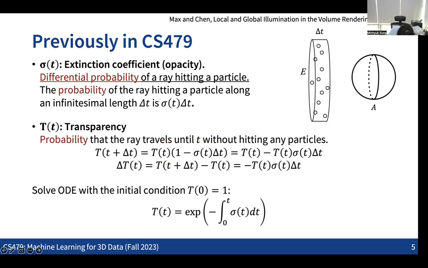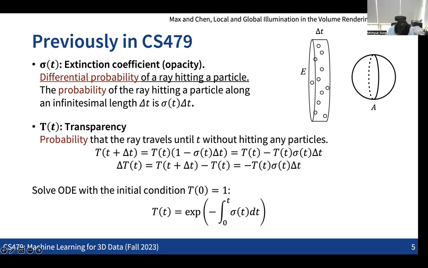Okay, so if the ray travels until time t, and also does not hit any of the particles during the delta t here, then the multiplication of these two probabilities becomes the transparency at t plus delta t, which indicates the ray also travels until the time t plus delta t. This is the ODE formulation, especially when delta t goes to 0.